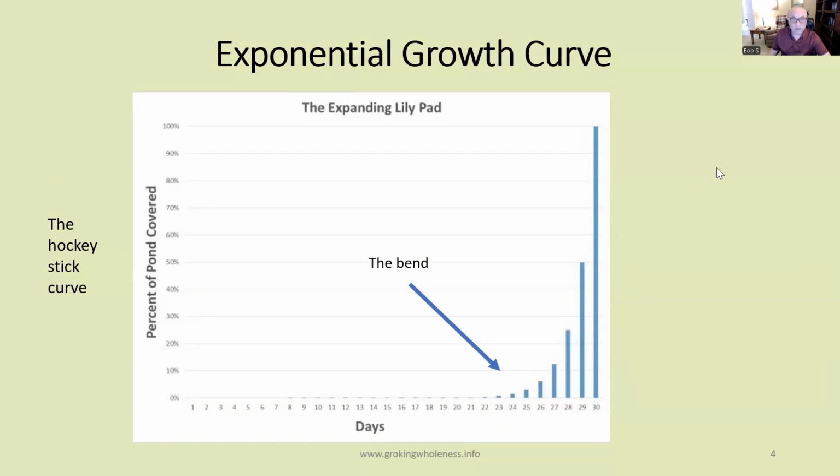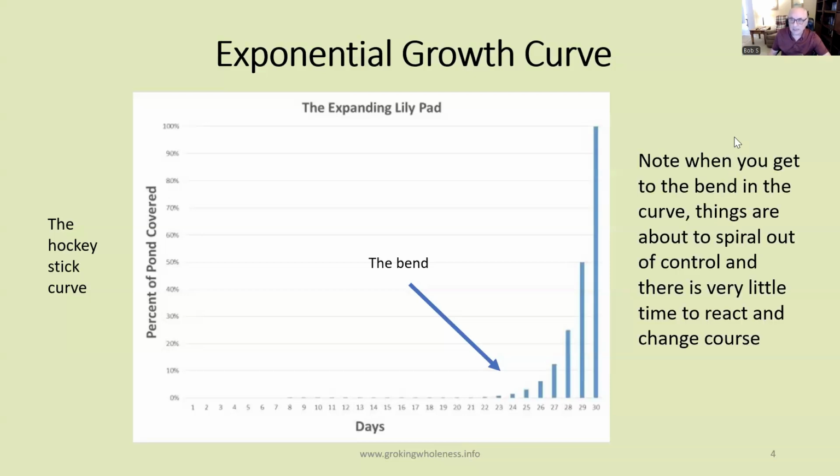Exponential growth curves are often described as hockey stick curves because the shape of the curve resembles a hockey stick laid on its side. Note that when you get to the bend in the curve, things are about to spiral out of control. And the important thing to remember, there's very little time to react, to change course once you recognize that there is a problem with the pond.